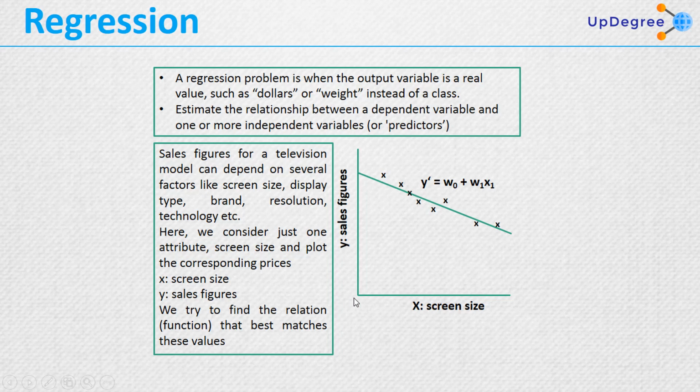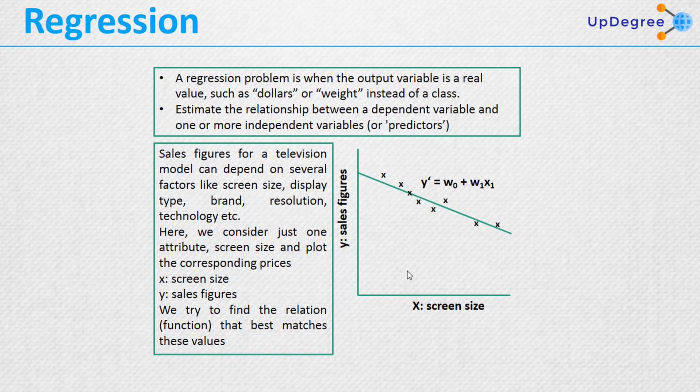So here you can find that along the x-axis we have plotted the screen size, that is x. Along the y-axis we have plotted the y, that is the sales figures, and for different values of x we have plotted the different values of y. So you see these are the respective points, and this is known as the respective scatter plot. So this graph is known as a scatter plot where we have plotted x and y.